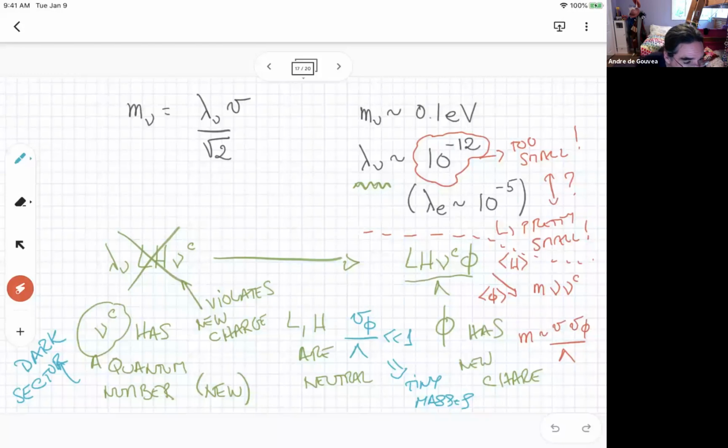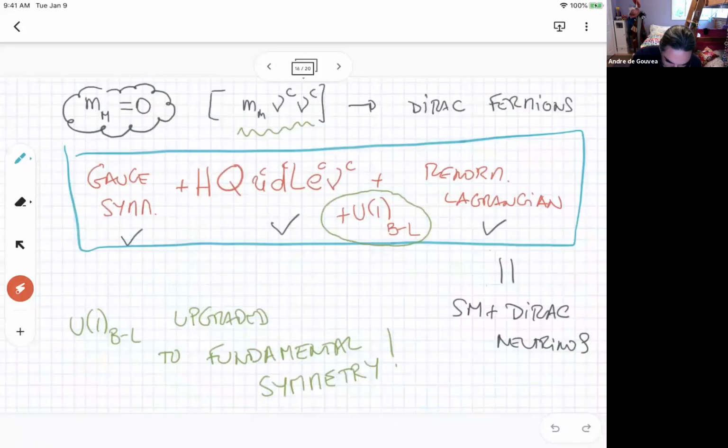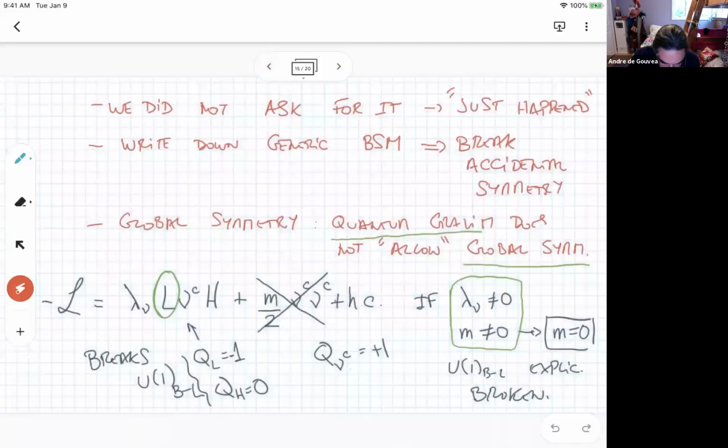So again, going back to this, if I want the Yukawa coupling to be there, and I want B minus L to be a good symmetry, then the nu C must have B minus L, which means that the Majorana mass is not allowed because it violates B minus L. If that's what you meant, then that's correct. There's nothing to do with hypercharge.